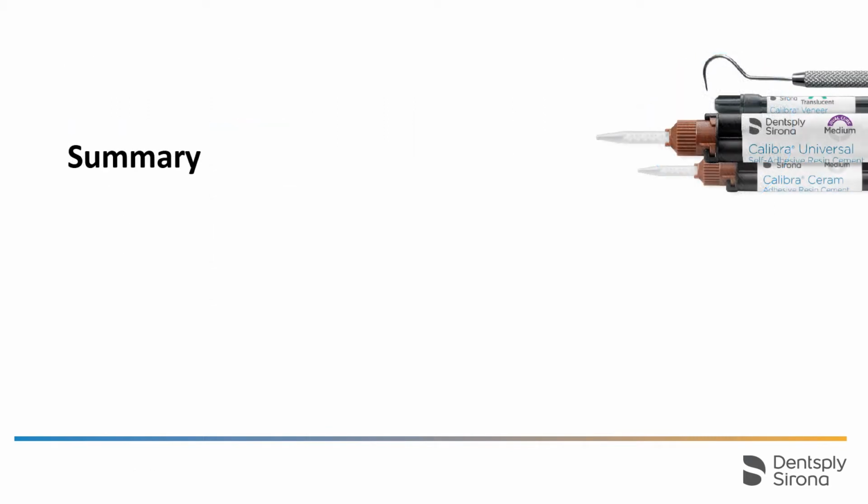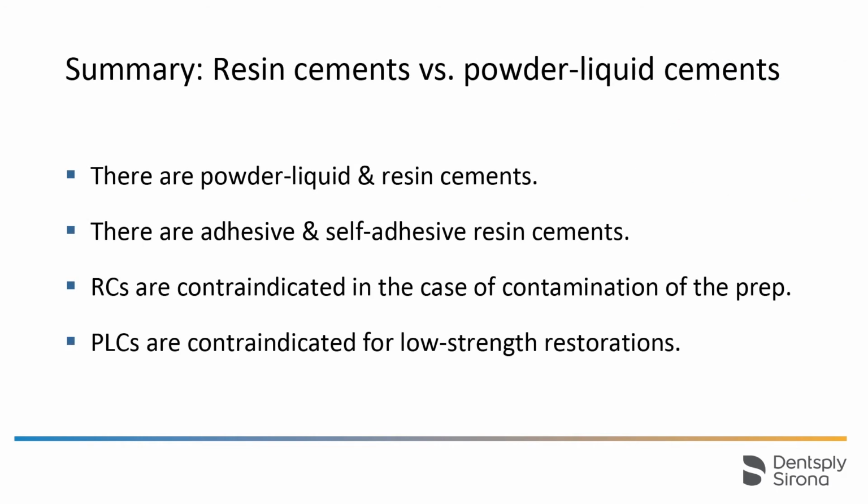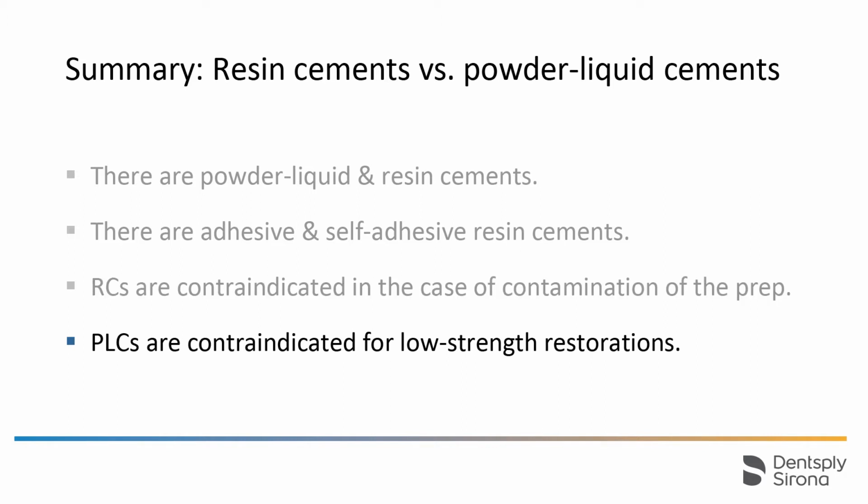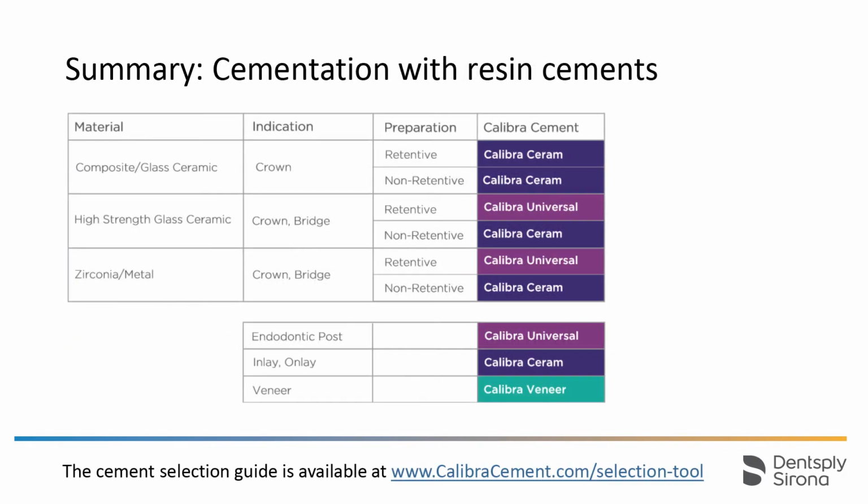Let us summarize what you have learned. Please note the following. There are powder liquid and resin cements. There are adhesive and self-adhesive resin cements. Resin cements are contraindicated in cases where the preparation has been contaminated with blood or saliva. Powder liquid cements are contraindicated for restorations with low flexural strength. Single, all-ceramic crowns are typically placed with Prime and Bond Active and Calibra Ceram because they are made from lower strength materials.